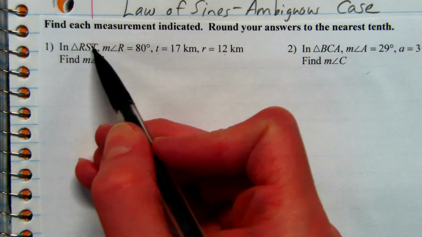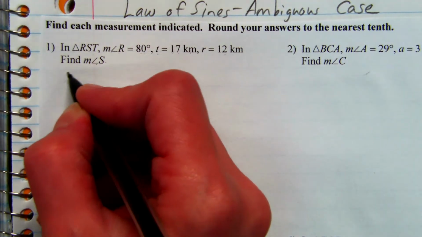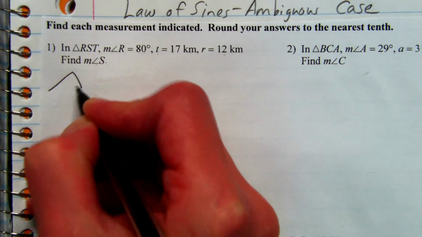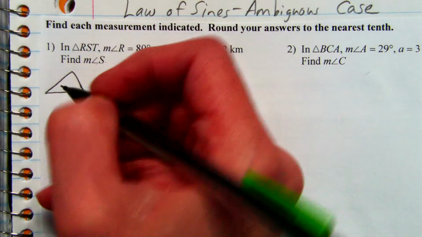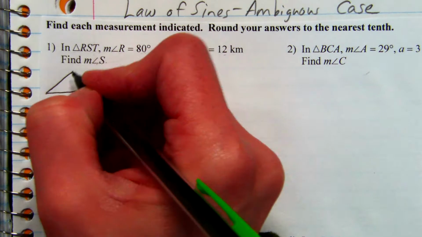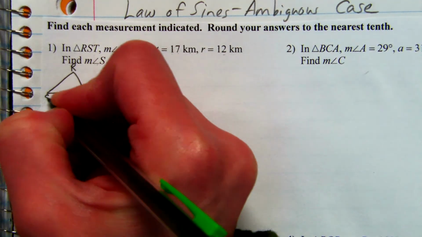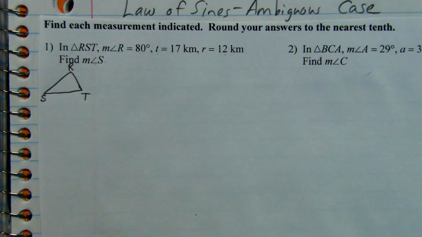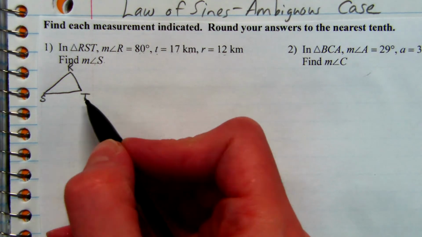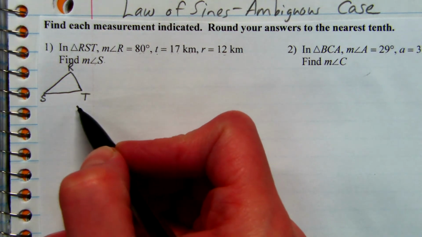So this is triangle RST. We don't want to use a lot of room to draw the triangle. I'll just draw a triangle over here. You don't want to make it look like anything in particular. We do want to label the corners R, S, and T. So I put R on the top, S and T on the bottom. And then across from those, you would have the lowercase letters.